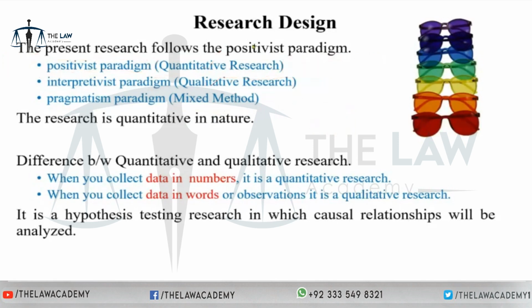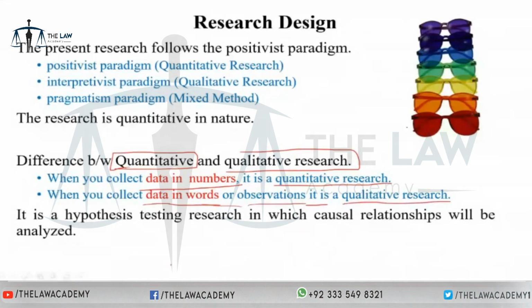And the same way we can here go for the qualitative or the quantitative research. What kind of research you are doing? If simply you are collecting data in numbers, it is a quantitative research. If you're collecting data in words, observations, or interviews or other things which cannot be quantified, then you are using a qualitative research design. So you have to decide your paradigm.